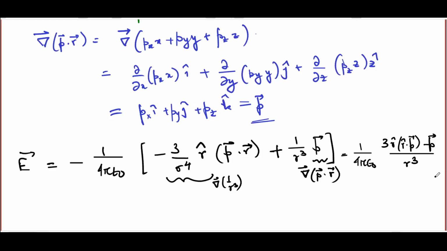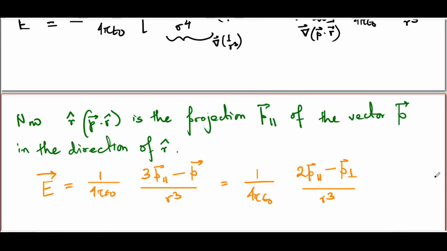Now, the r hat dot p which is sitting in that expression should be very familiar. It is nothing but the projection of the vector p in the direction of r hat, something that you can call p vector parallel. So E vector works out to be 1 over 4 pi epsilon 0 3 times p vector parallel minus p vector by r cube, or using the fact that p vector is a sum of two terms, two projections in the direction parallel to r and perpendicular to r, p perpendicular plus p parallel, you can rewrite this as 1 over 4 pi epsilon 0 twice p parallel minus p perpendicular by r cube.